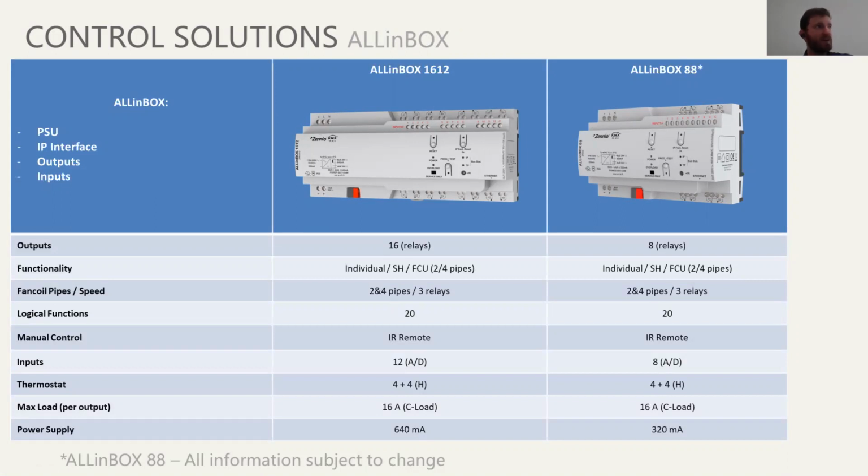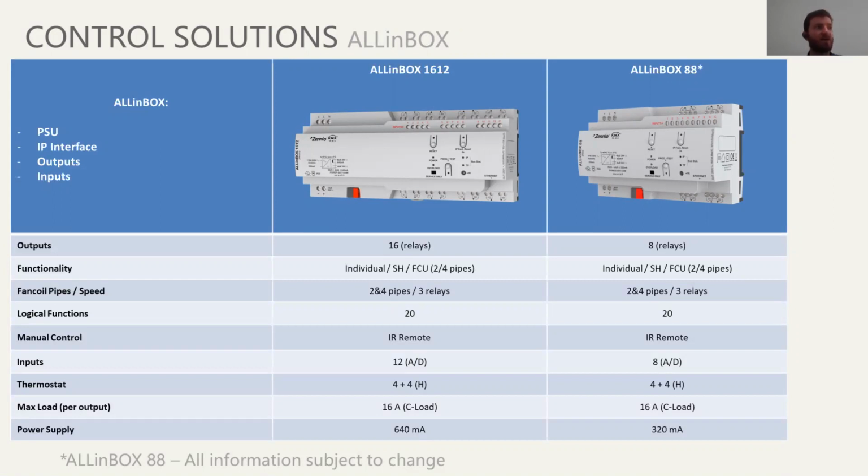We've got the All-in Box 1612 and All-in Box 88. This is quite a wonderful product in KNX. It's a power supply unit plus an IP interface. It's got 16 or 8 outputs and 12 or 8 inputs. So it's quite a capable device, and it's still a full KNX device.